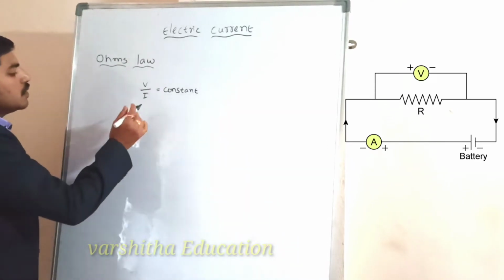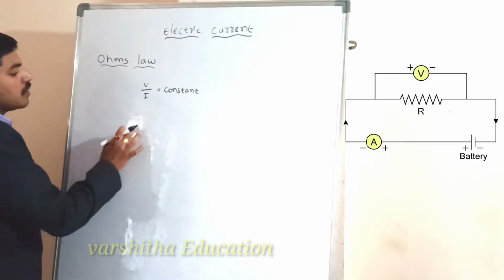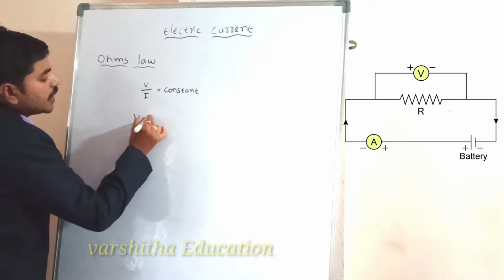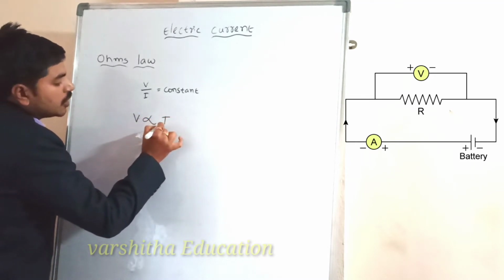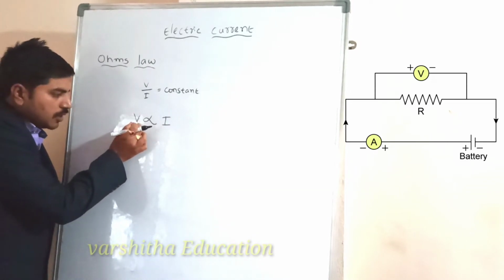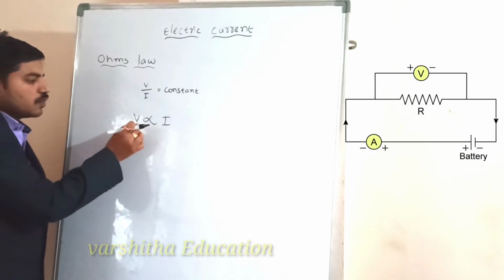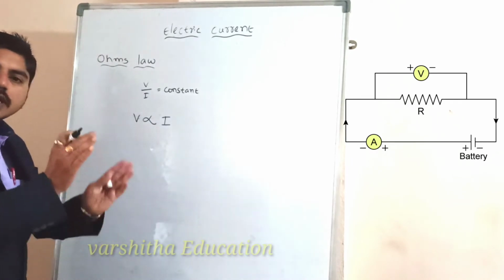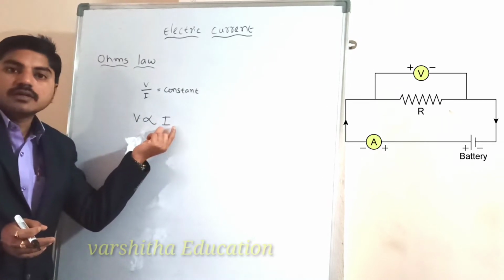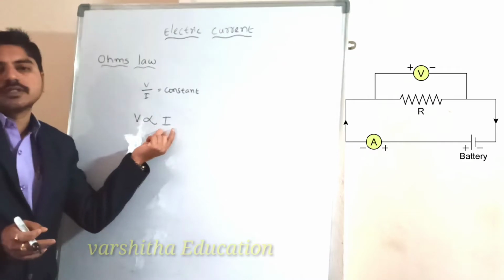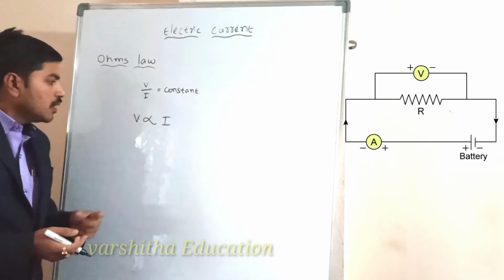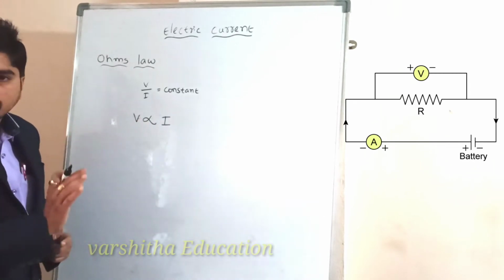First of all, the theme is the relationship between the potential and the current. V is directly proportional to the current passing through the conductor, hence V is proportional to I. For the definition: the potential difference across the conductor is directly proportional to the current passing through the conductor.